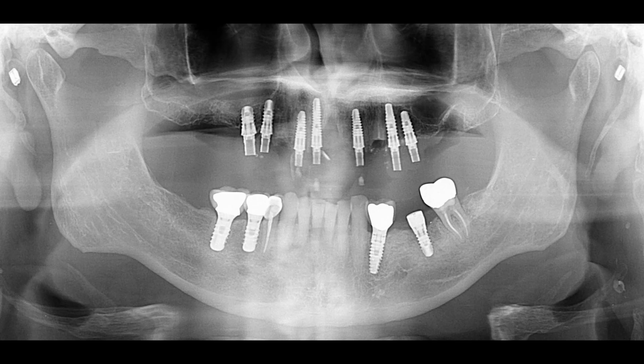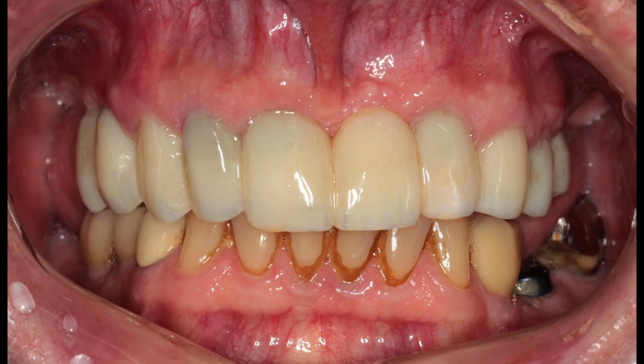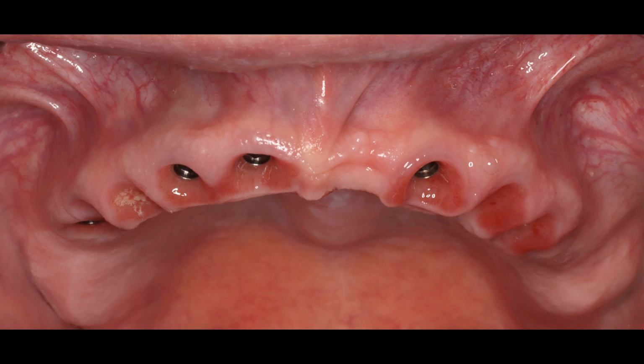Here's his temporary bridge on the day of surgery. And here it is 3 months later after healing. Some discoloration has happened in certain areas. Again, this soft tissue architecture that we were able to maintain, this isn't even considered in all on 4. So these pictures are something I'm very proud of because this is what I would want in my own mouth, and this is the technique to get that.